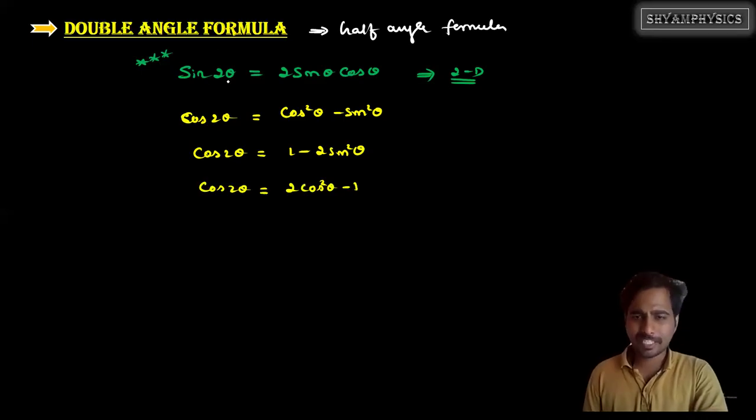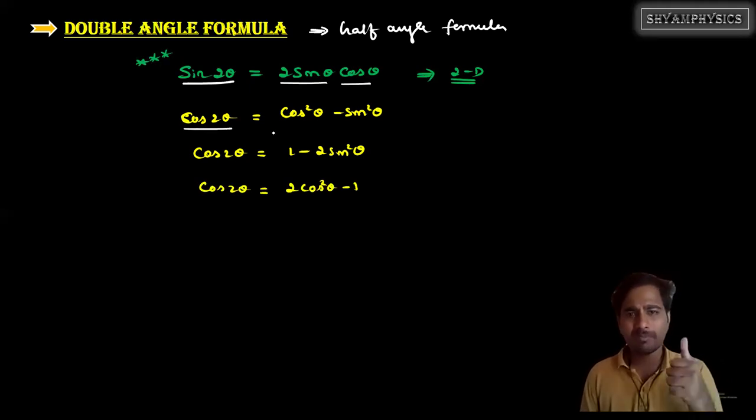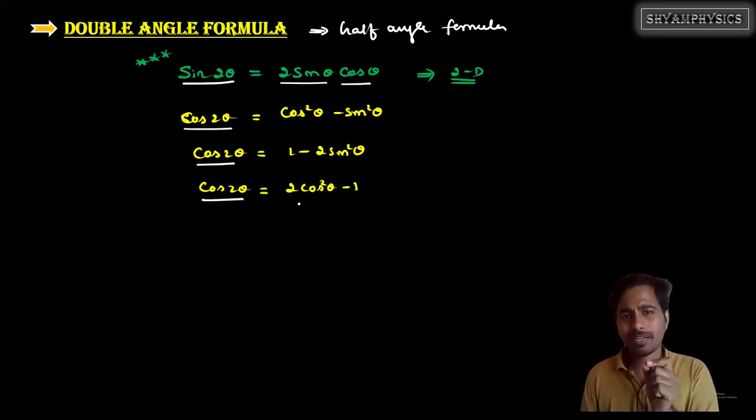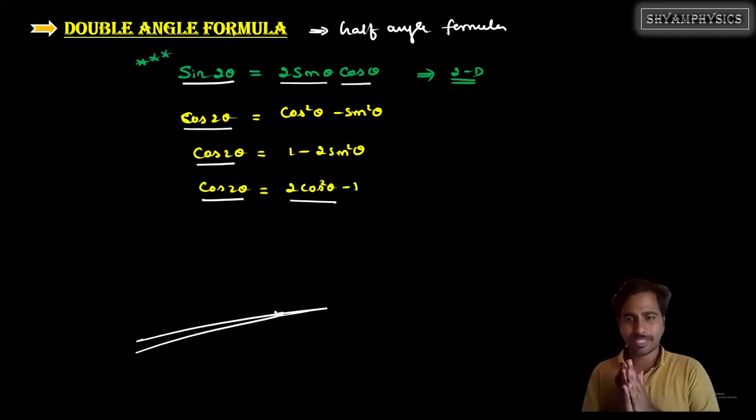First one is sine 2 theta. It can be written as 2 sine theta cos theta. Second one, cos 2 theta, that is cos square theta minus sine square theta. Whereas cos 2 theta can be written as 1 minus 2 sine square theta. Whereas cos 2 theta can be written as 2 cos square theta minus 1. This is all for today's class.